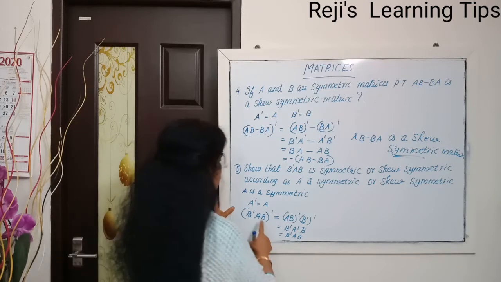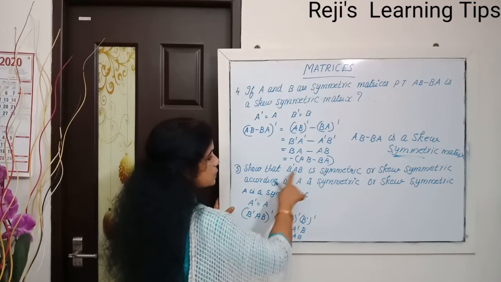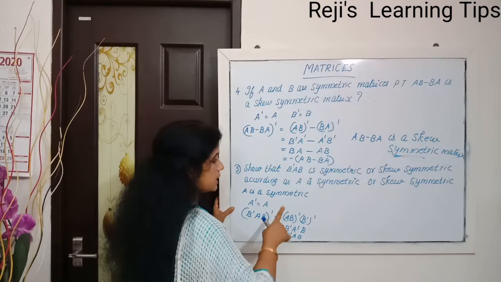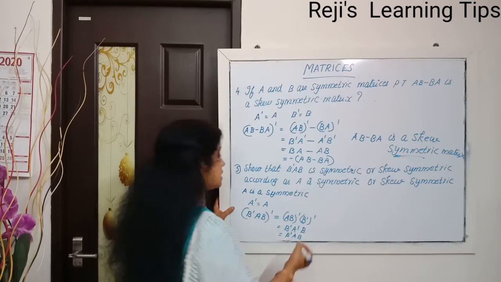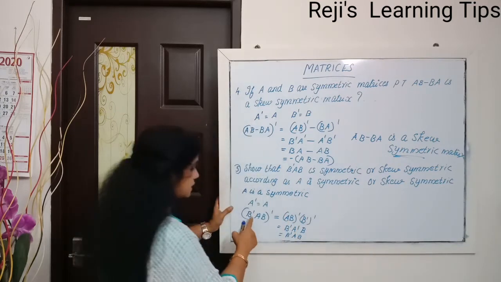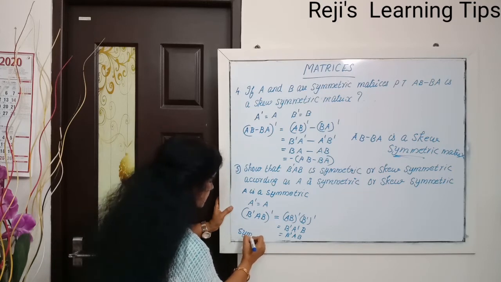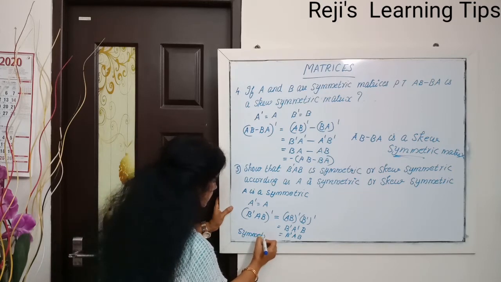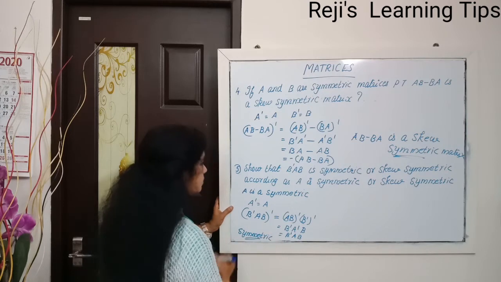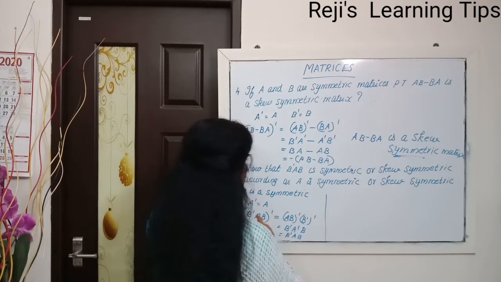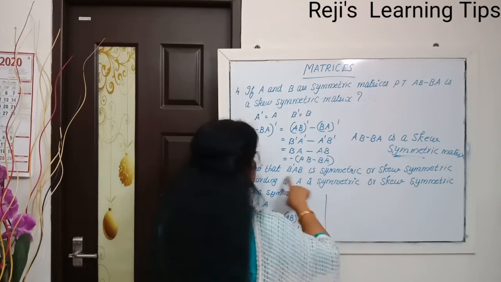So we can say that B transpose AB is a symmetric matrix.